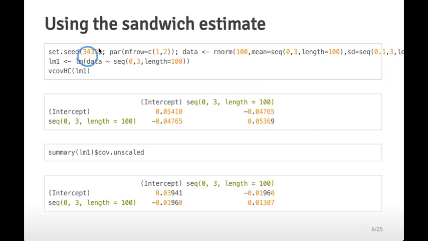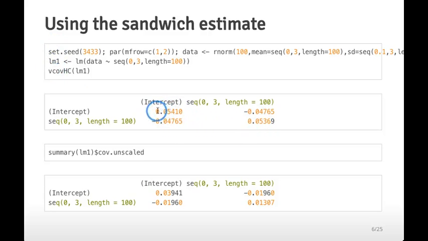So again, I've generated this data where the x values are between 0 and 3, and then we have this normal data. And I can fit a linear model and then apply this function vcov-hc. I actually am missing a library sandwich at the beginning of this. You'll have to load the sandwich library to get this to work. And you can see that you get a variance covariance matrix.